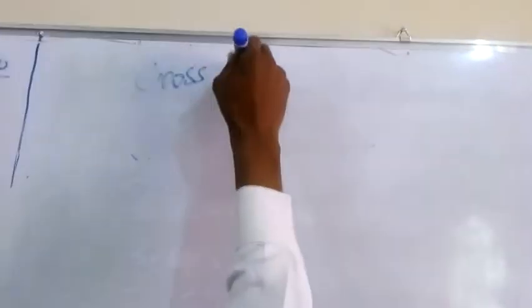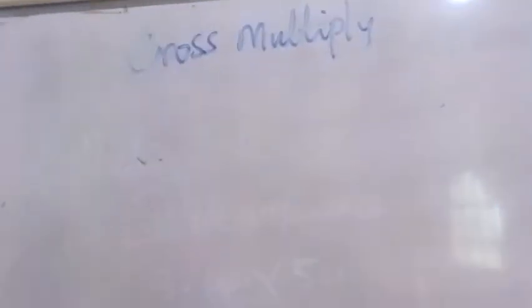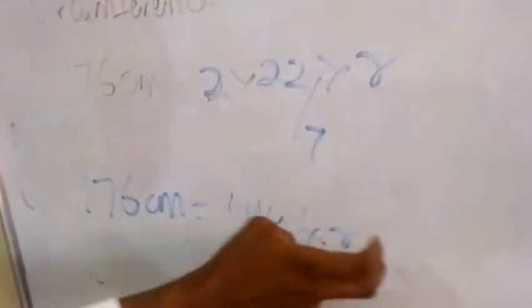So from here we cross multiply. We cross multiply to get this over 1. 176 times 7 will be equal to this times whatever we have here. So that will give us 44 times r will be equal to 176 times 7.